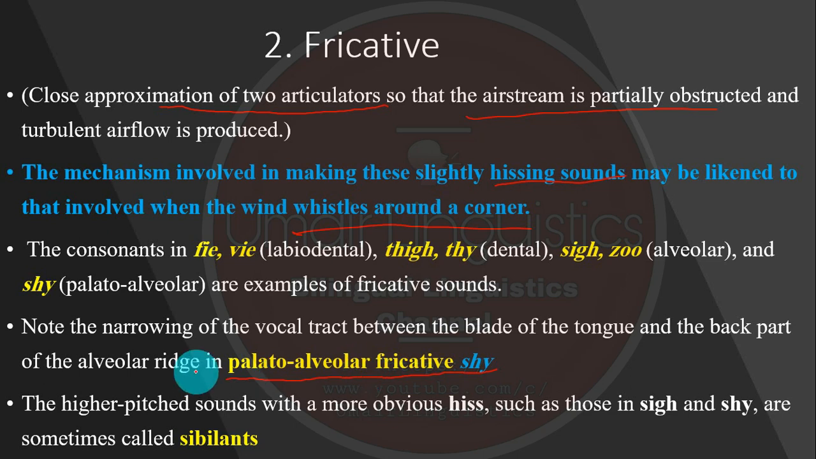And the higher pitch sounds with the more obvious hiss in fricative sounds are like this sound and this sound, s, sigh and shy. So s and sh are sometimes called sibilants, because these are higher pitch sounds with more obvious hiss. You can feel that if I say s and z, in th I have not more obvious pitch as compared to s. So therefore s and sh are sometimes also known as sibilants.